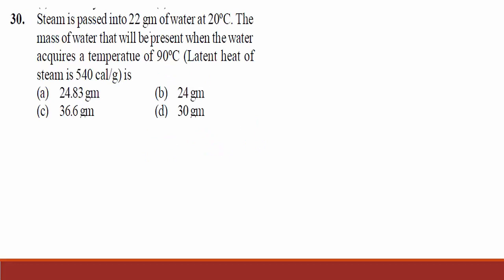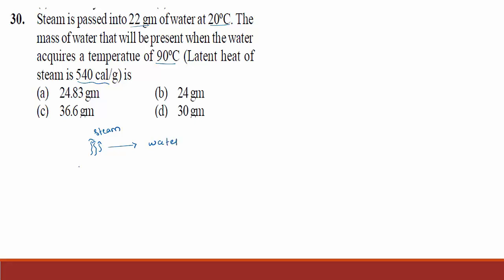Steam is passed into 22 gram of water at 20 degrees Celsius. The mass of steam needed when the water acquires a temperature of 90 degrees Celsius. Latent heat of steam is 540 calorie per gram. Here steam is converted into water because steam is passed into water.